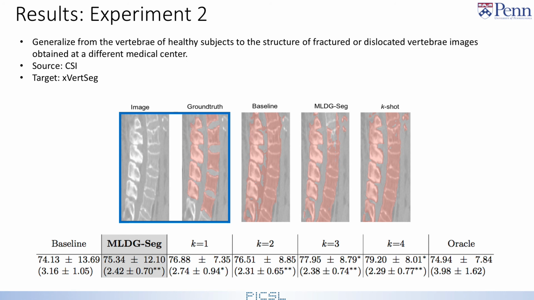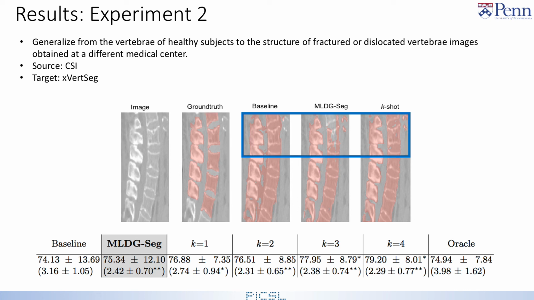In experiment 2, the 4 domains, lumbar, lower, middle and upper thoracic vertebrae from the CSI healthy database, comprise the set of source domains. The expert database with pathology cases comprises the unseen target domain. Here the aim is to let the model generalize from the vertebrae of healthy subjects to the structure of fractured or dislocated vertebrae images obtained at a different medical center.